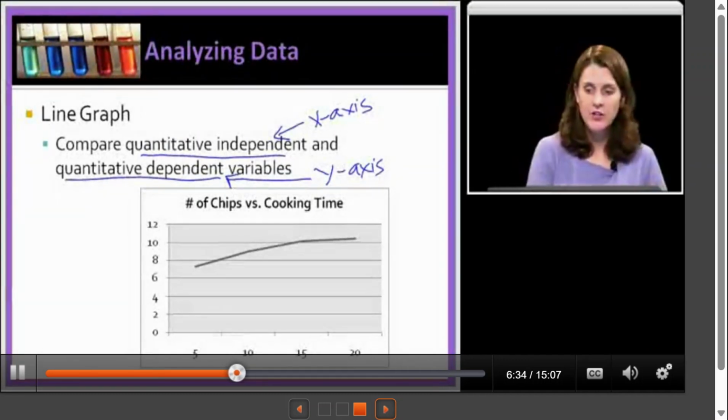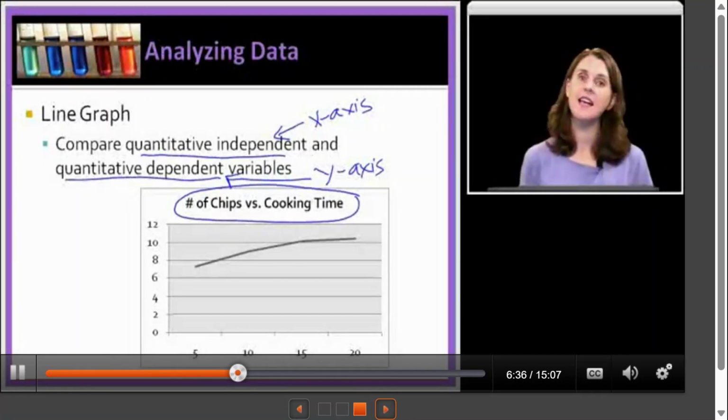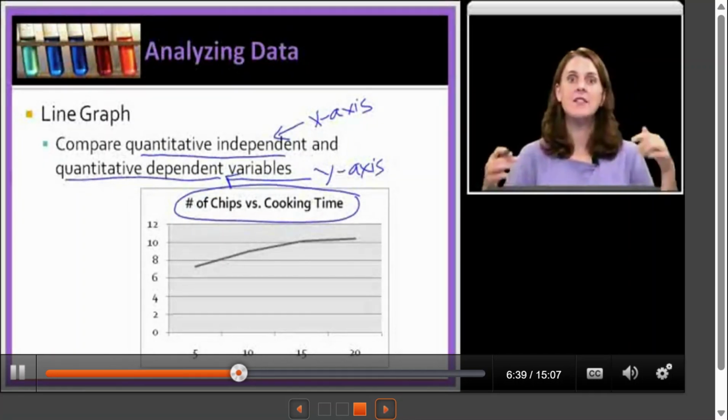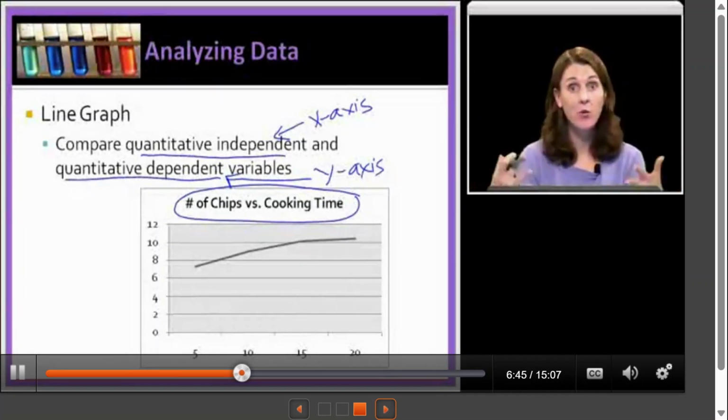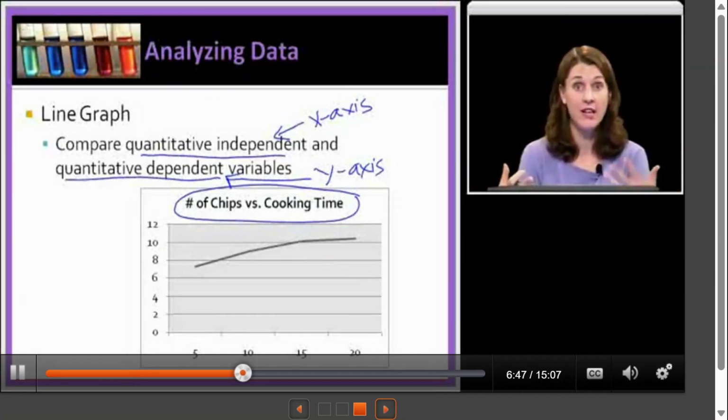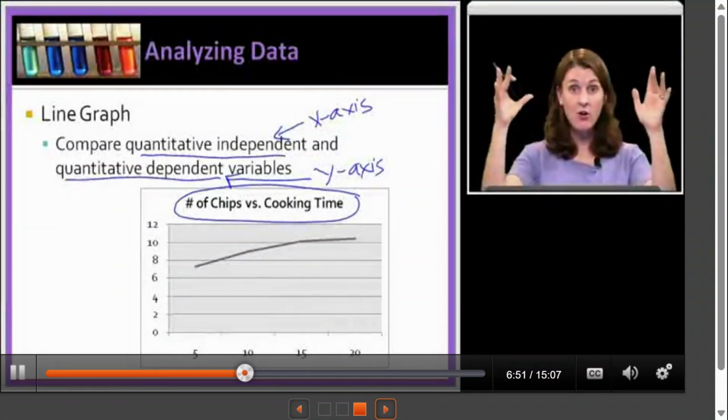First of all, notice there is a title at the top. That is very important. If somebody saw this same graph in a lab report and no title was attached to it, you would have no idea what you were looking at. It would just look like a line with a bunch of numbers. So you always want a title at the top so it stands out right away.